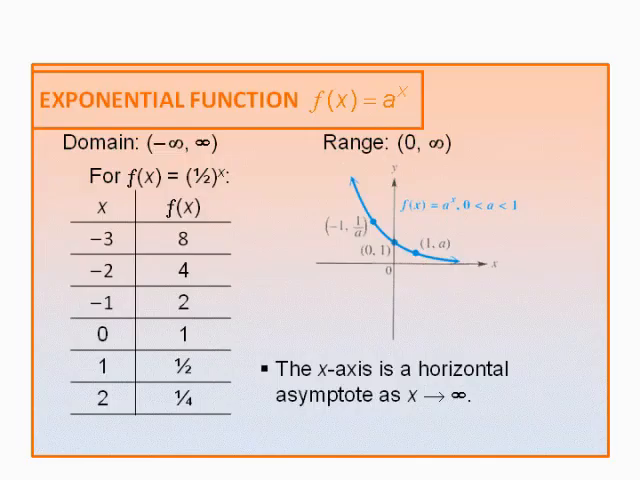And here is a similar graph, and I just plotted some points for 1/2 raised to the x power. This is one we've already talked about here. And again, it says the x-axis is a horizontal asymptote as x approaches positive infinity here.